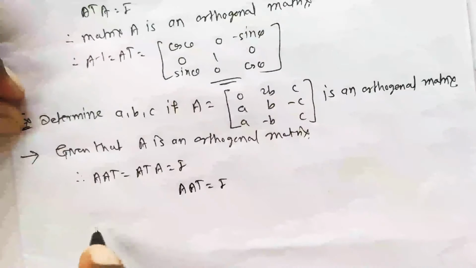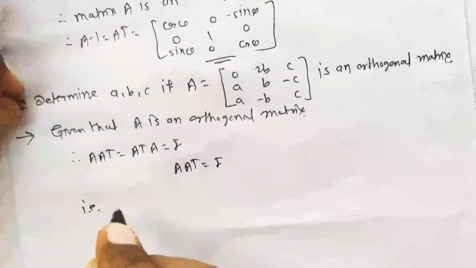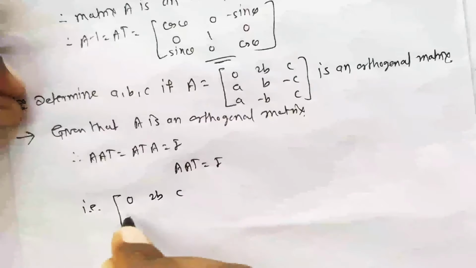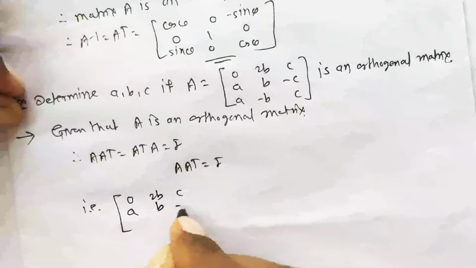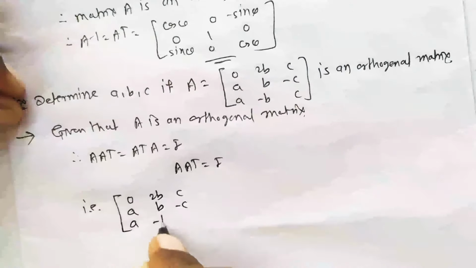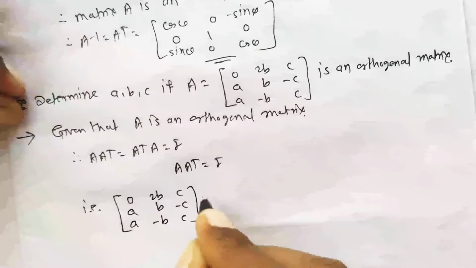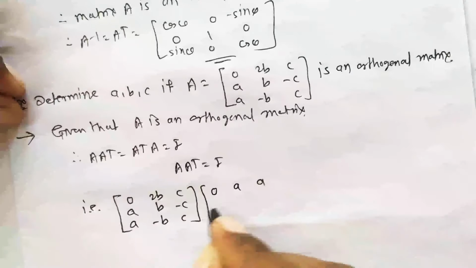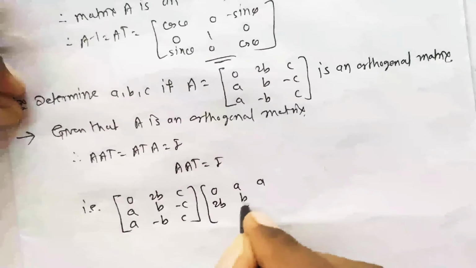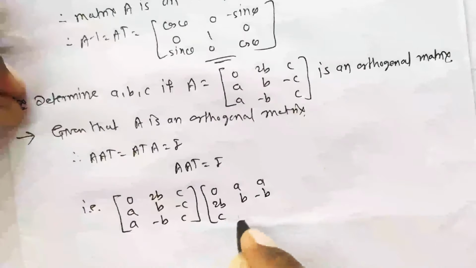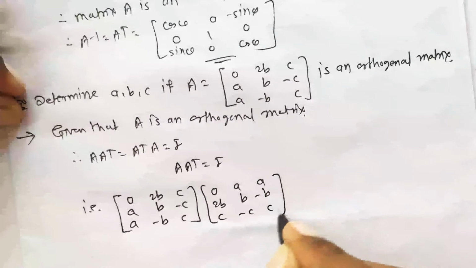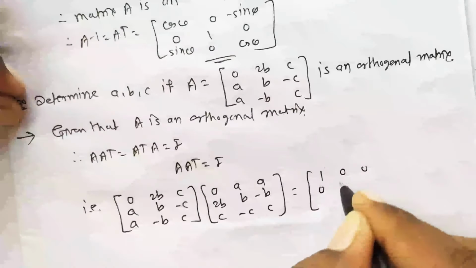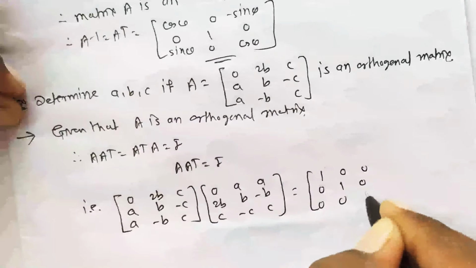That is, if we write matrix A here, that is 0, 2b, c, then a, b, minus c, and a, minus b, c, into A transpose of this matrix, which is 0, a, then 2b, b, minus b, and c, minus c, equal to I, that is 1 0 0, 0 1 0, 0 0 1.